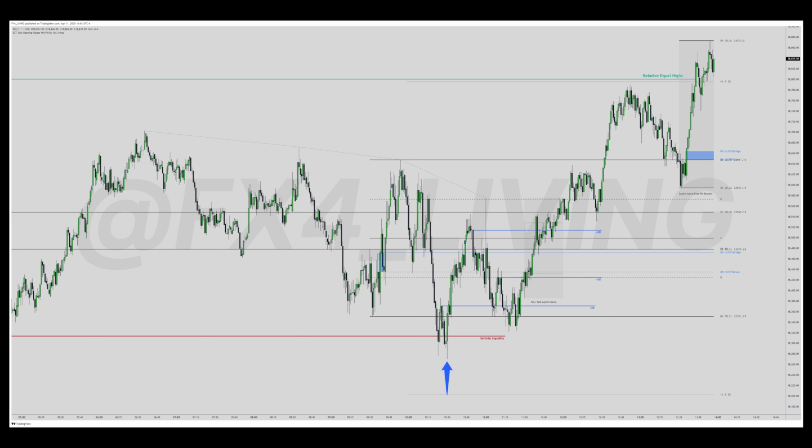And you also can see that the PM session opening range was almost closed at this point. You can clearly see that it ran for the relative equal highs. So that was the objective, right? And what I really liked, what I saw right here, was pretty nice. We never reached 0.5 standard deviation. It was extremely close, right?